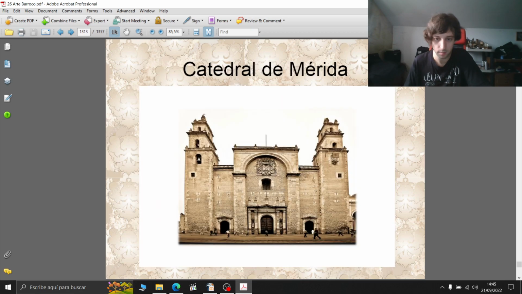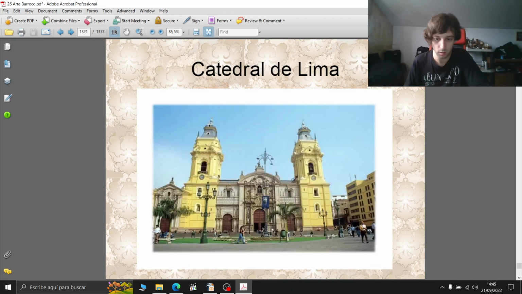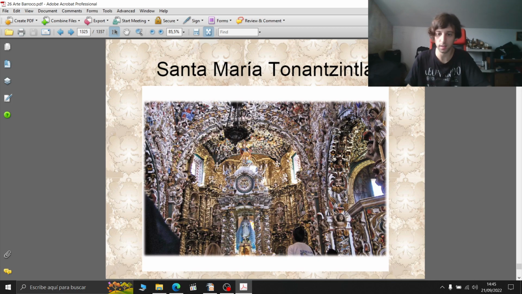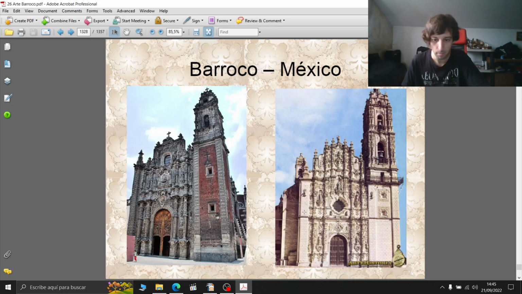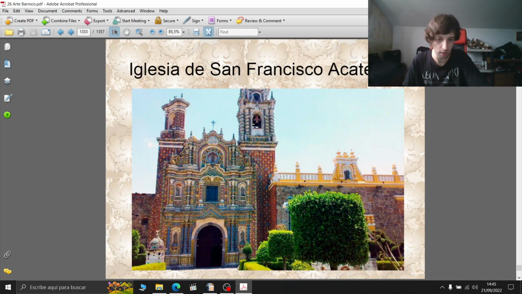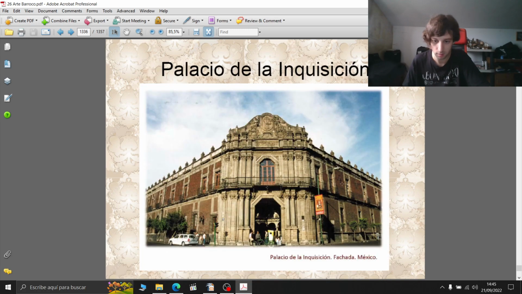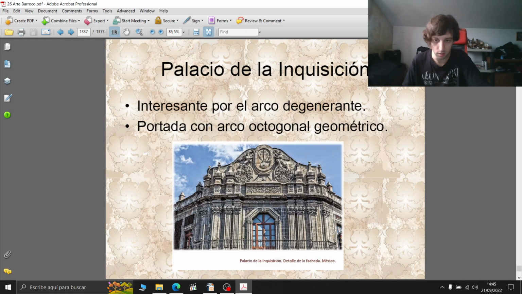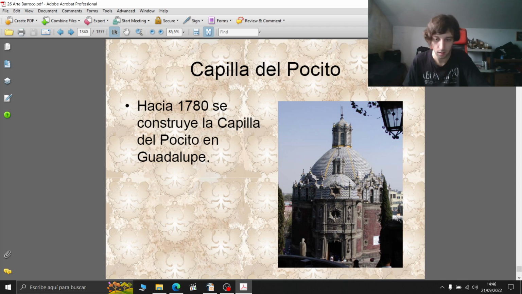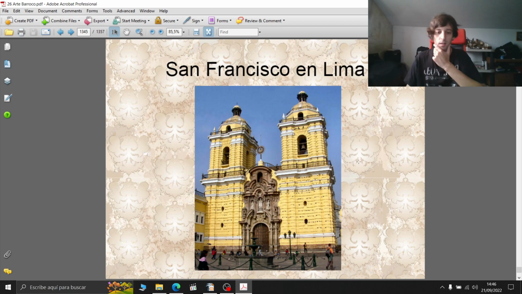Puebla, Mérida, Oaxaca, Pátzcuaro, Lima, Cusco, no Baroque, Santa María Tonantzintla, México, Zacatecas, Santa Prisca, Nuestra Señora de Guadalupe, San Francisco Acatepec, this with the wonderful colors. Palace of Inquisition, these flying arches. Pocito Chapel, El Sagrario, Tlaxcala, and then South America.